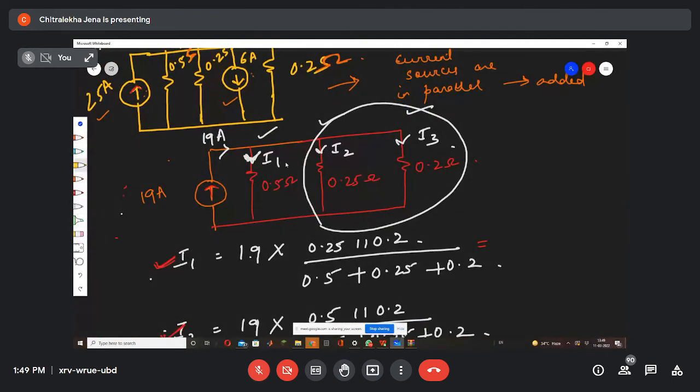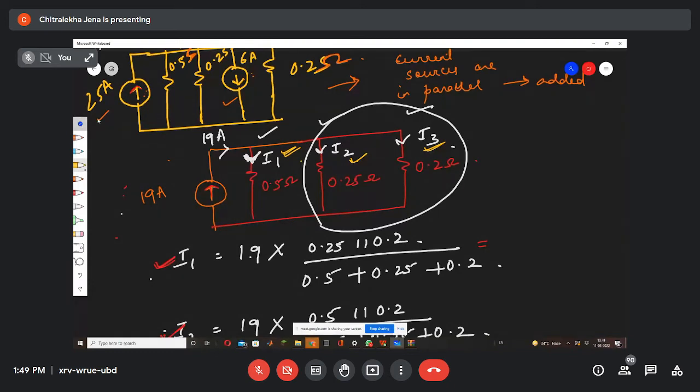All these circuits are connected in parallel. Different currents are flowing here. In this one, current is not flowing here. This current is not flowing here. All the circuits are connected in parallel, so all the currents are different, right?